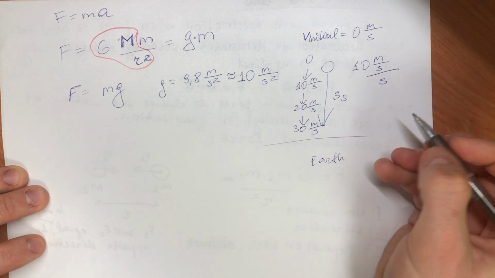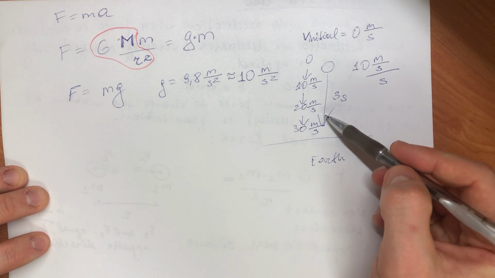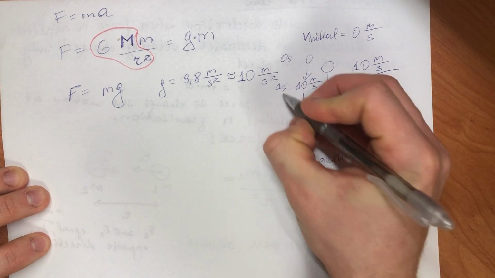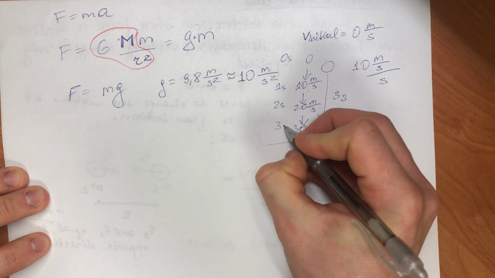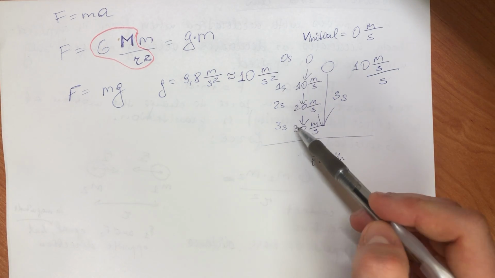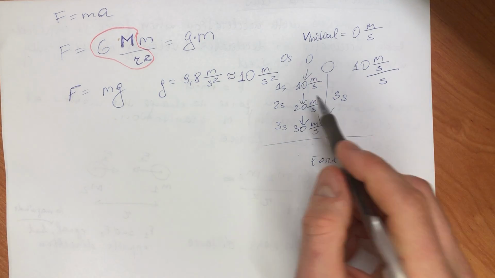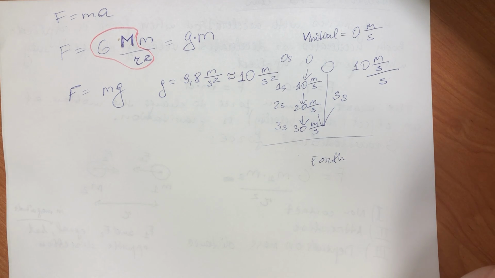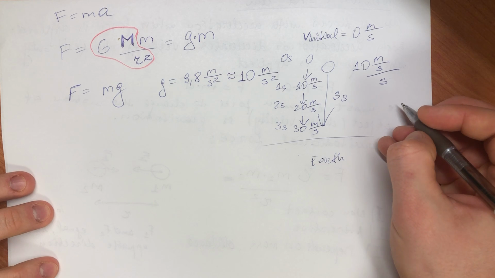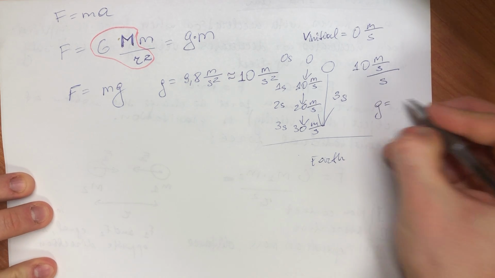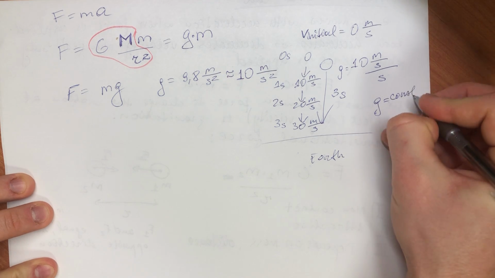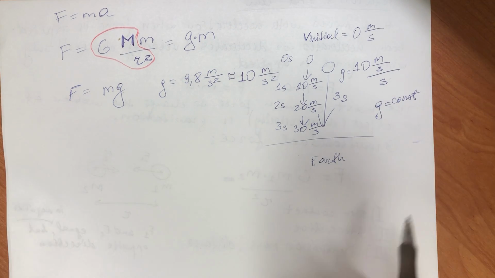So it means that it increases every second. So it would be 0 seconds, first second, second second, third second. So velocity increases because acceleration g is constant here and is equal to this.